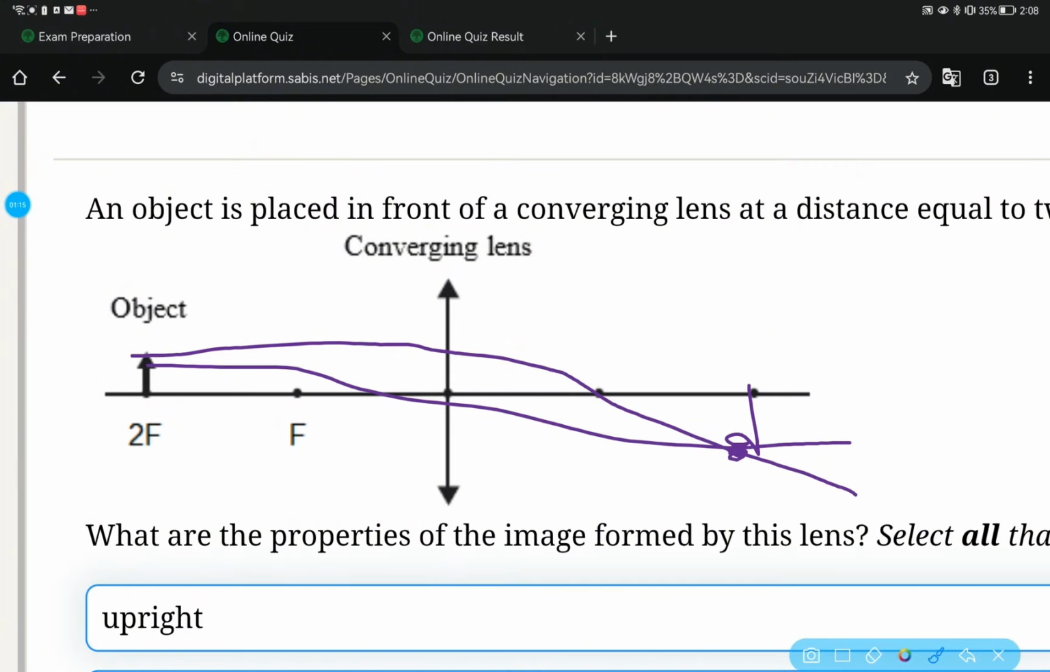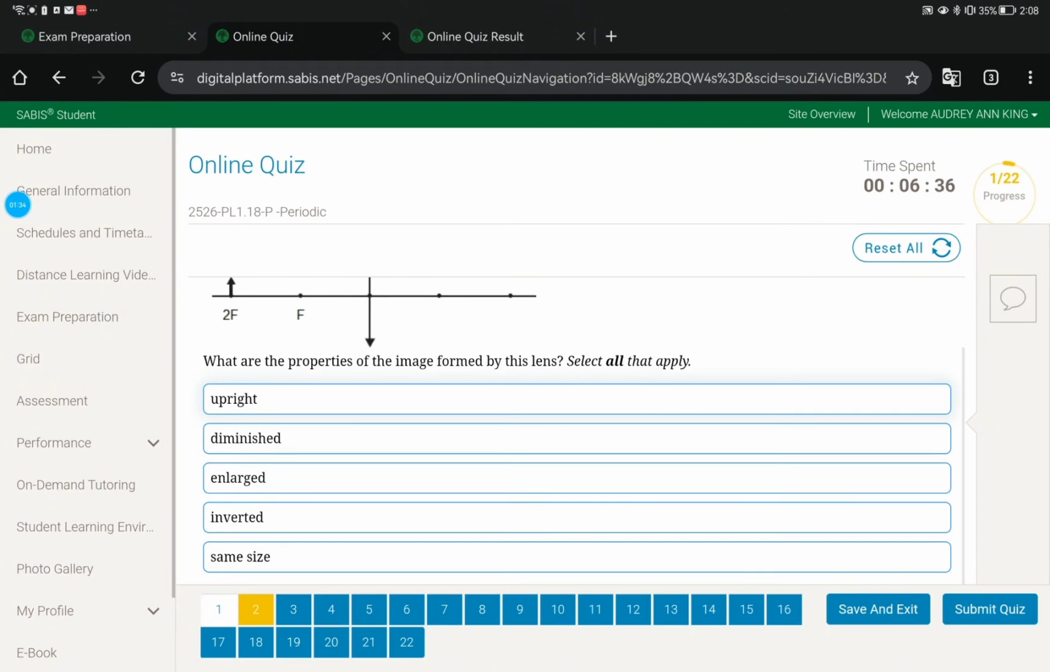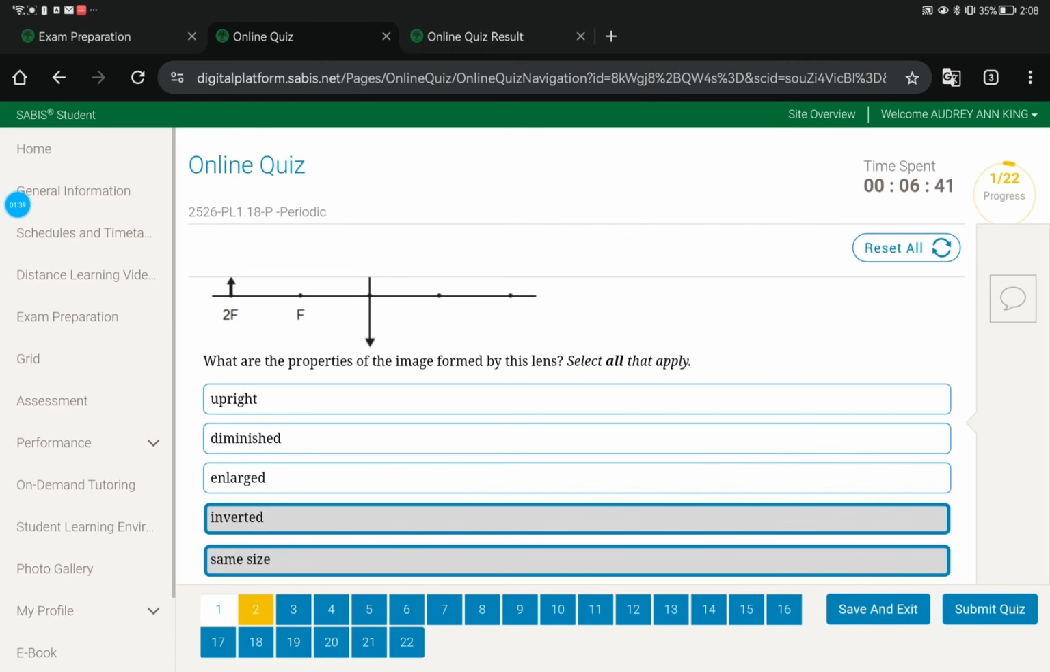Now it should be converging here, just please ignore my horrible drawing. So that means it's going to look something like this. That means it's going to be real, and it's going to be inverted, and it's going to be the same size. So same size, inverted, and they don't have the option for real, but it is going to be real. Again, most of these cases you just have to learn them and memorize them. There isn't much explaining I can do.